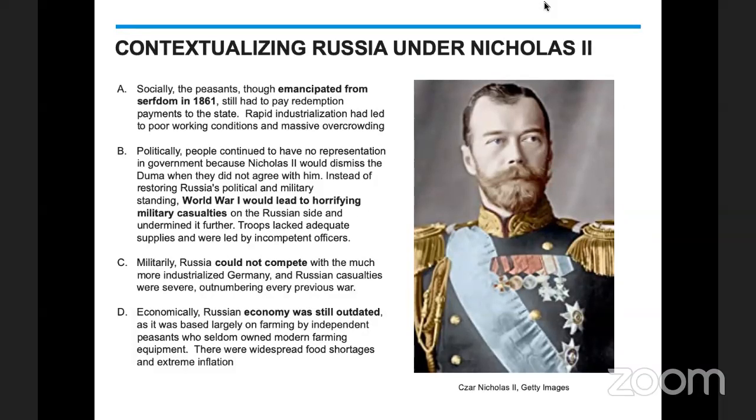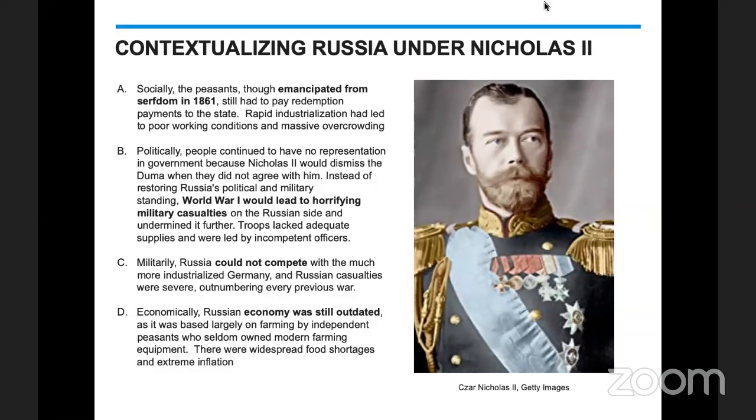World War I cannot be ignored. It leads to horrifying military casualties. The troops really lack adequate supplies. They're led by incompetent officers. And we're going to see that this is really going to undermine the ability to try to increase the nationalism of the people and have them support the Tsar. And Russia is over its head. It simply cannot compete with the more industrialized Germany. Russia is going to have severe casualties, more casualties than any previous war.